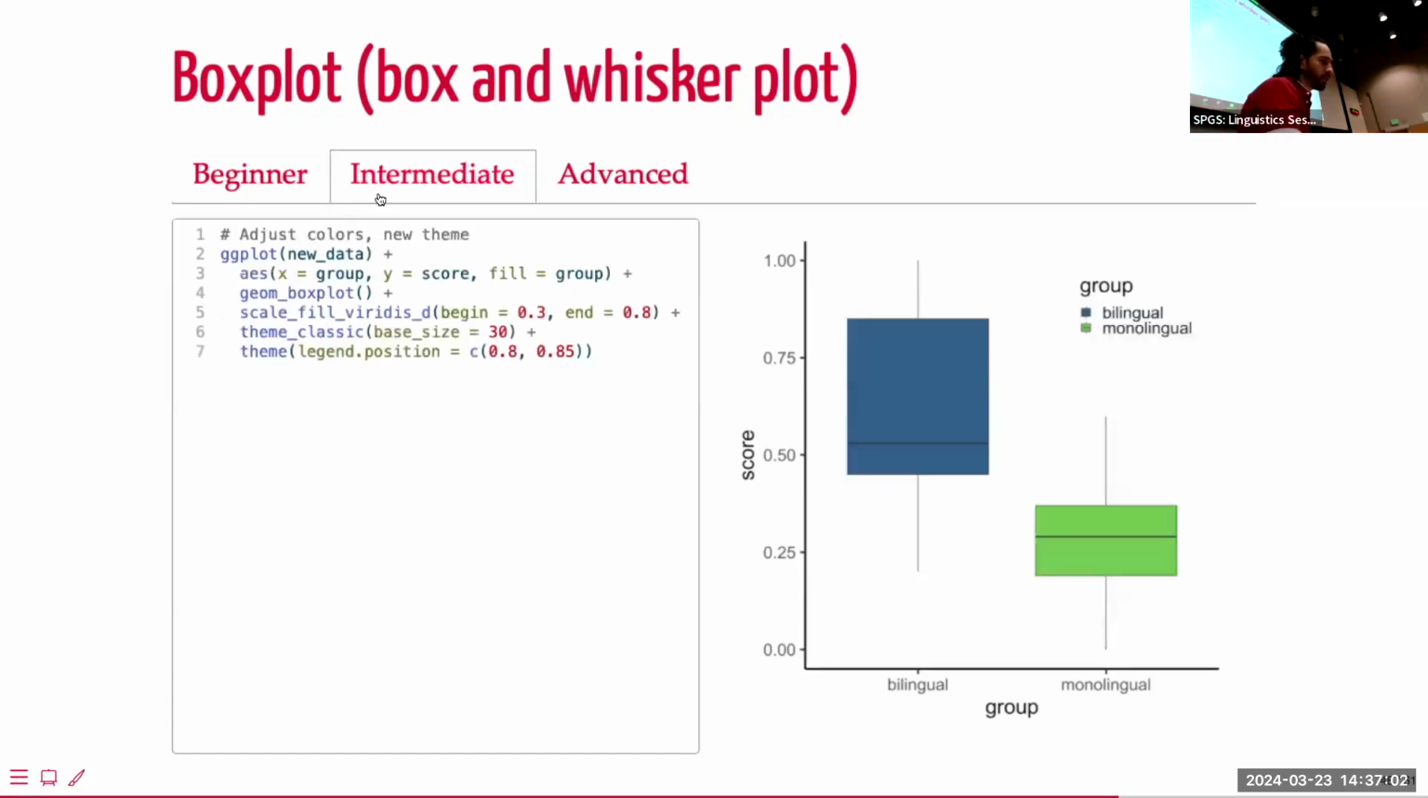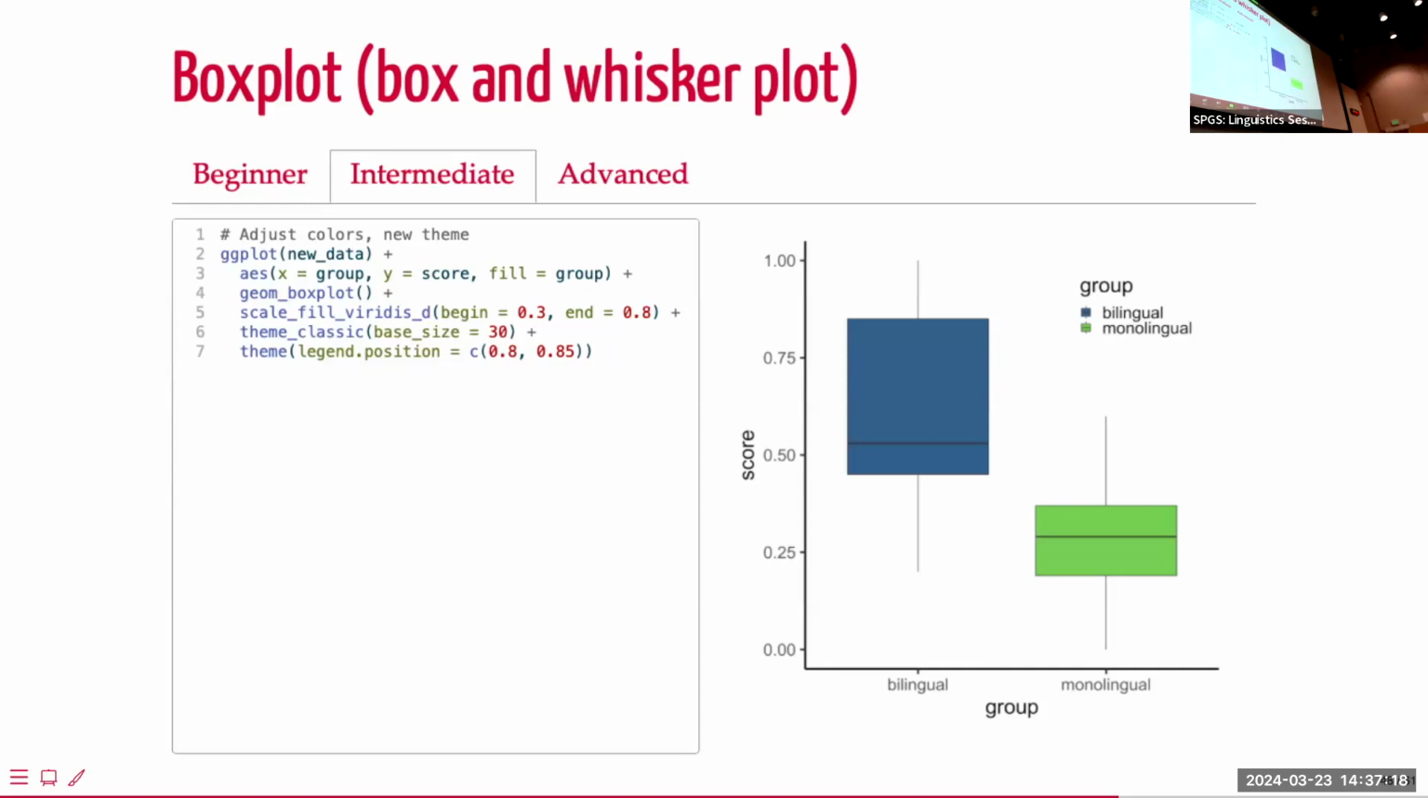Nothing too difficult here. If we go to intermediate, let's play with the colors and change the theme. I use a theme we hadn't seen before. Now we have lines on the left side and underneath, but it's open on the top and on the right. This is a classic one. Is that what it's called? theme_classic. It's a classic one.